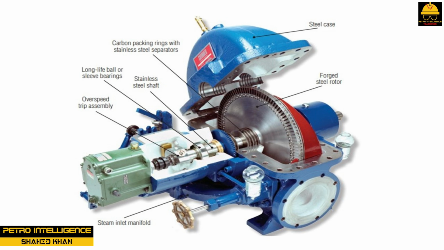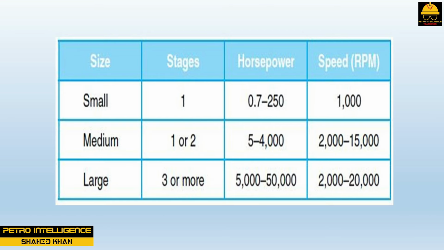In impulse turbines, steam from an external source acts on the rotor to create movement. Most plants use this design. Each of these designs can have one or more stages. This table lists the parameters of turbines.